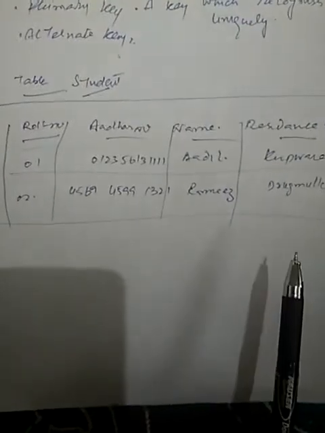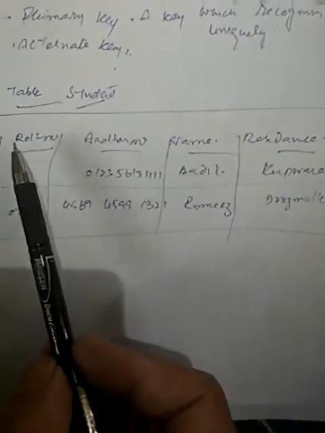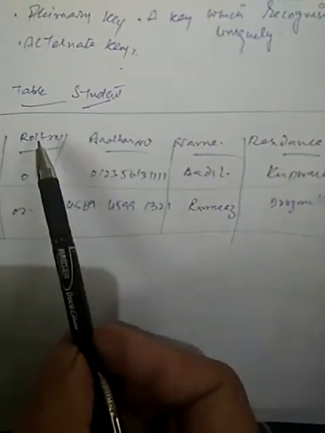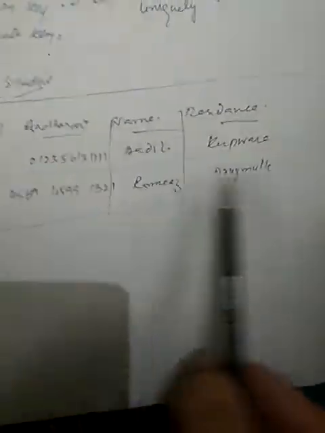जो tabular form में हम information देते हैं, this is simply called a relation. What is the attribute? Attribute means यहाँ पर fields, these columns: roll number, Aadhaar number, name, residence. These columns are called attributes. Then what is the tuple? The tuple, the record, that's the horizontal line. The record of a file is called tuple.